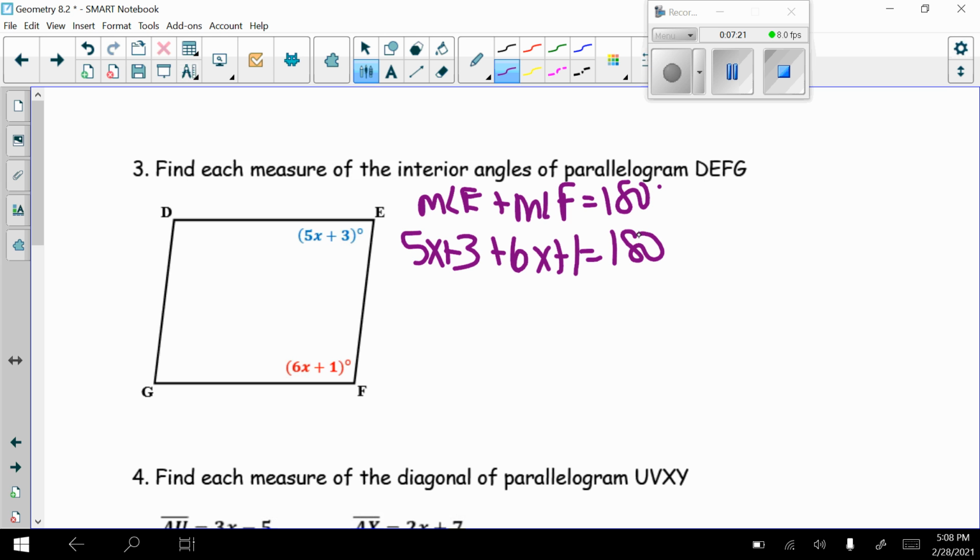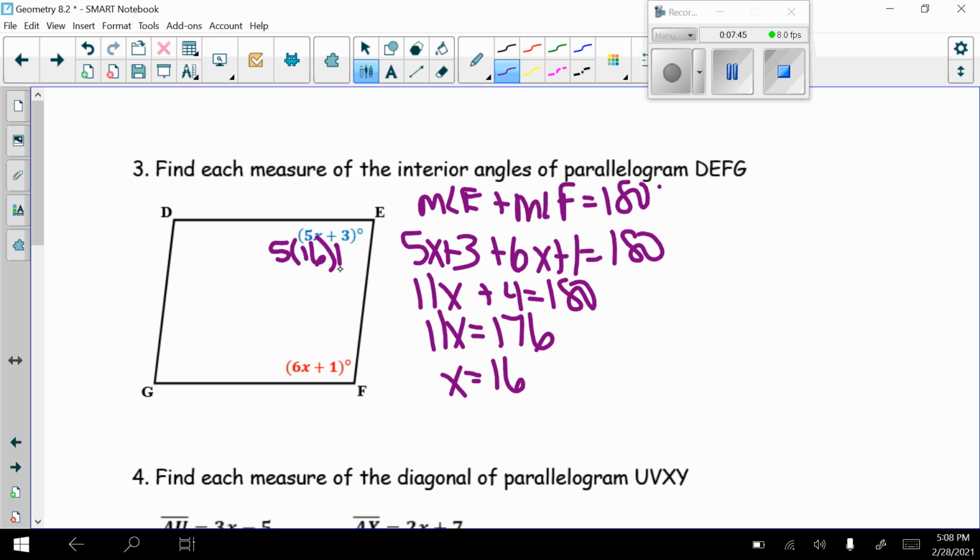Combine like terms, so 5x plus 6x gets me 11x. 3 plus 1 gets me 4, so plus 4 equals 180. Subtract 4 from both sides, so I get 11x equals 176. Divide by 11, I would get x equals 16. It asked me to find the measure of each interior angle. Okay, so plug 16 into both of these.